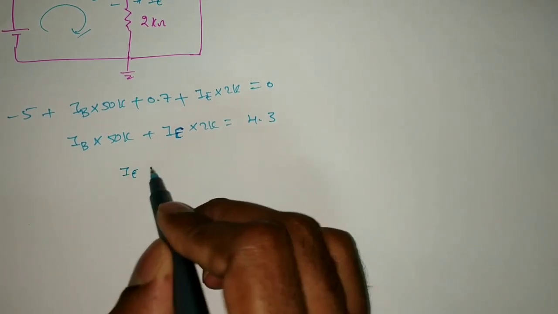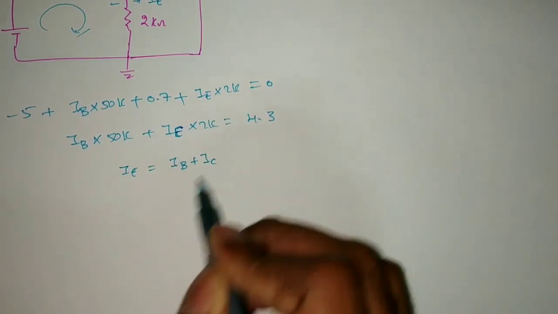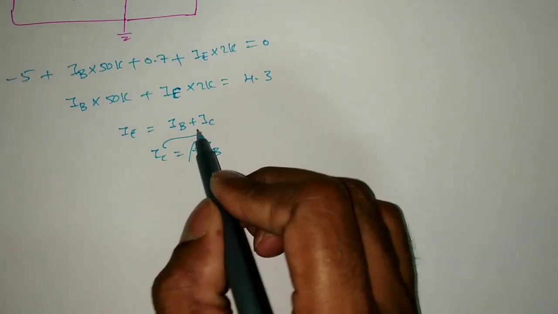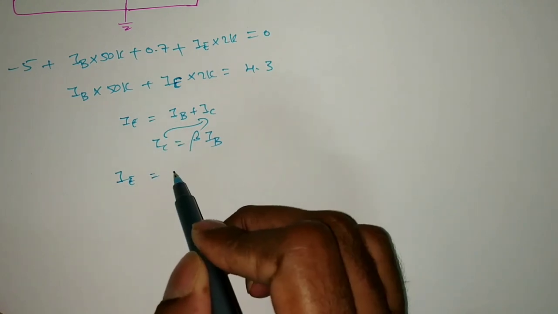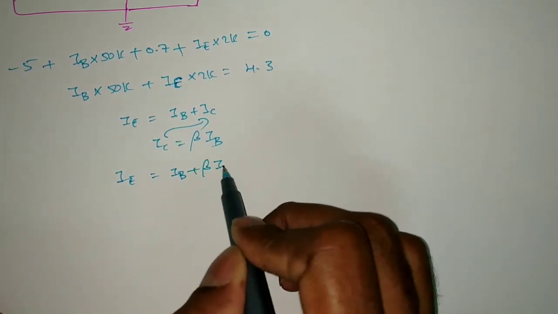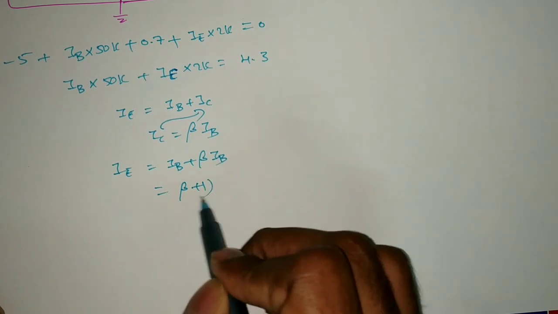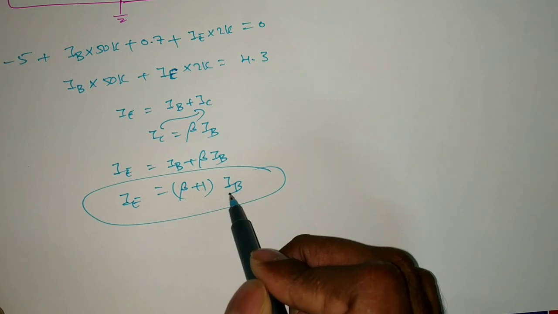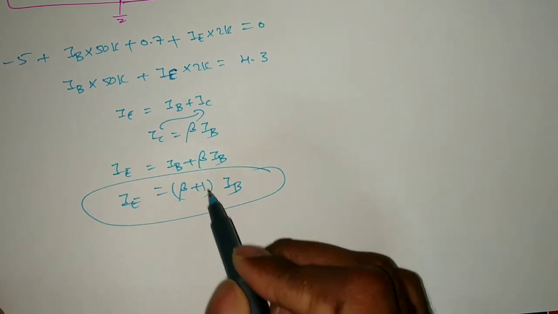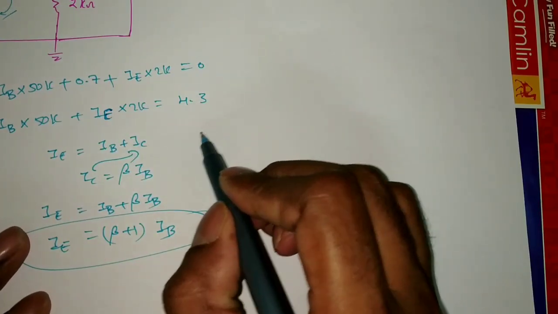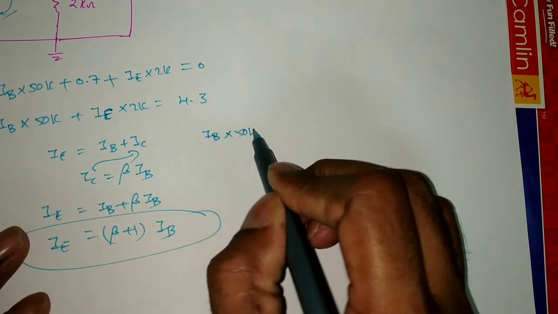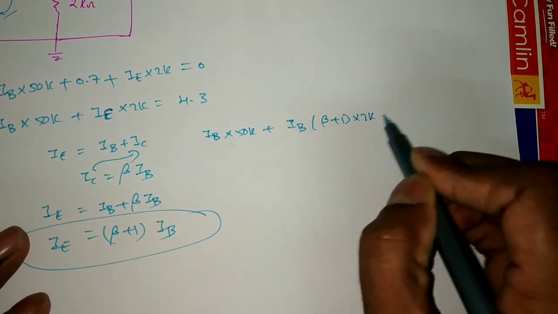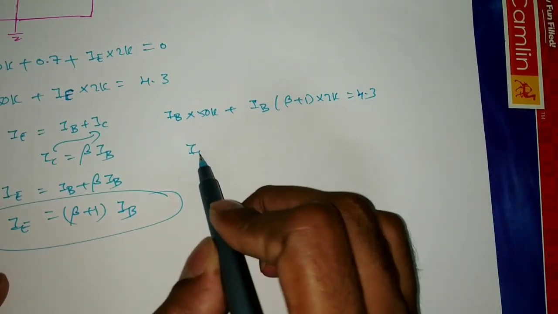Now using this equation we can find either IE or IB. Because we know IE is equal to IB plus IC, and we know IC is beta times IB in common emitter. So if I replace here, what is IE? IE is IB plus beta IB, so this will come out as beta plus 1 times IB. So always remember, the IE and IB relation is IE is equal to beta plus 1 times IB. So if I substitute here, this will be IB into 50K plus IB into beta plus 1 into 2K is equal to 4.3.